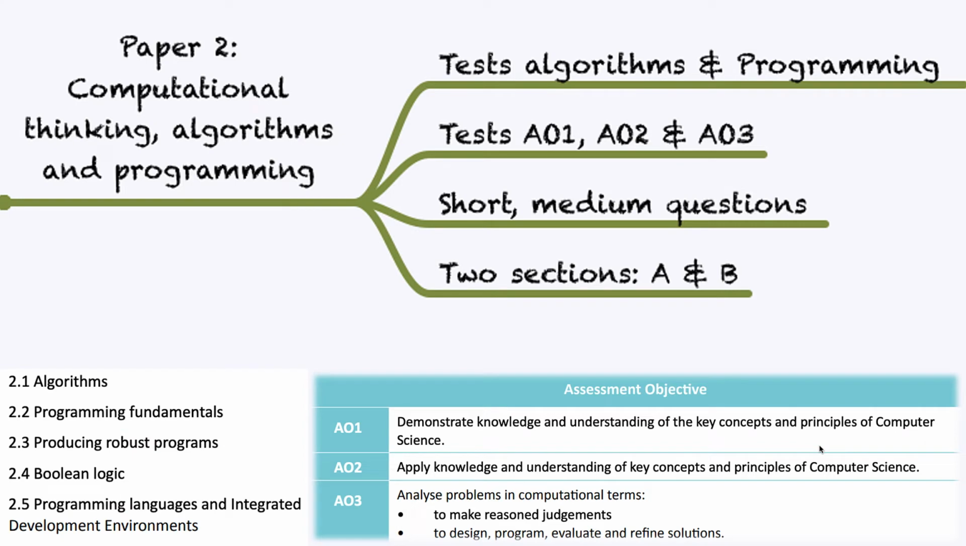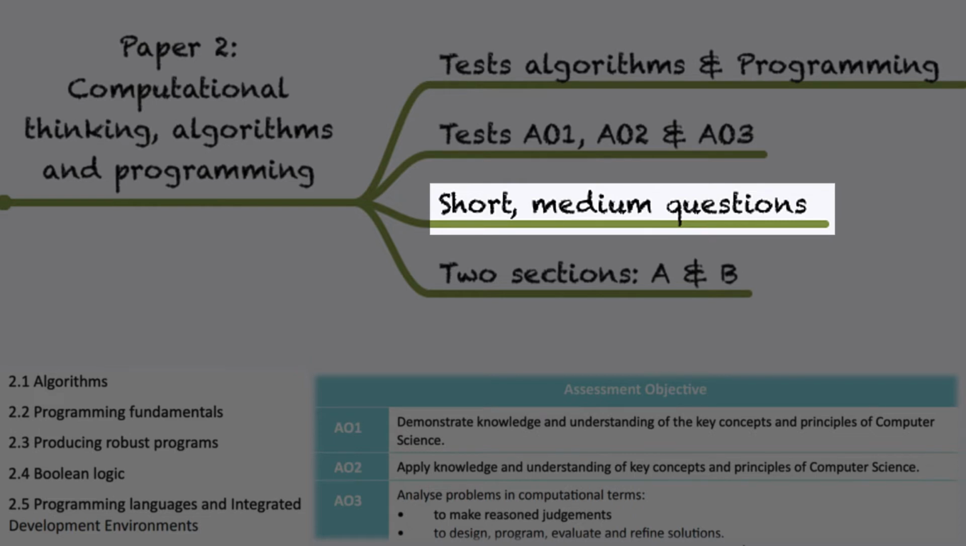So you need to be aware that you're going to have to go to that AO3, which is to analyze problems in computational terms. That part down here, that's the addition in paper 2. Make reasoned judgments, design, program, evaluate and refine solutions. Notice in paper 2 there are short and medium questions. There's not going to be any longer response at 8 marks in paper 2.